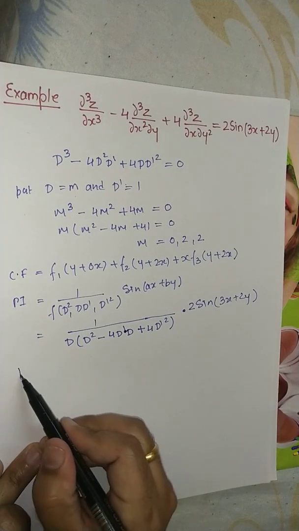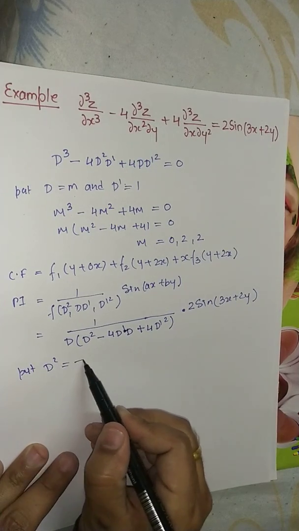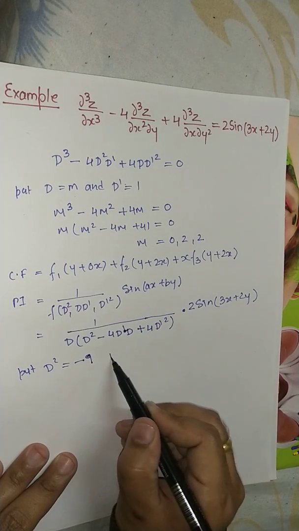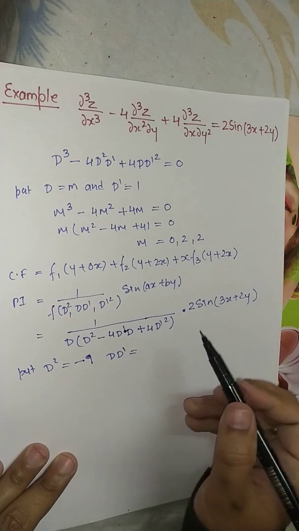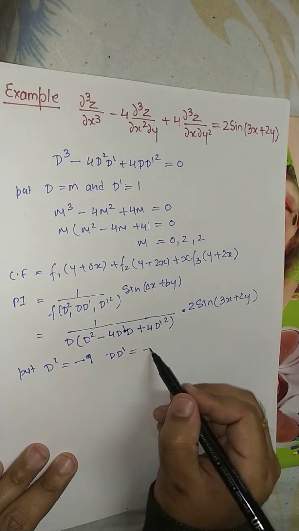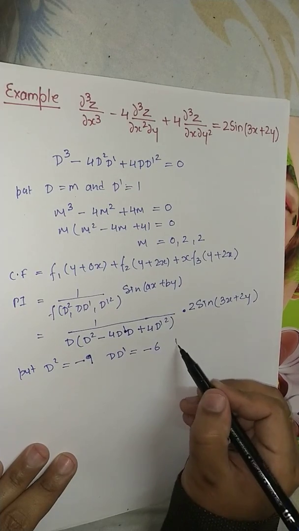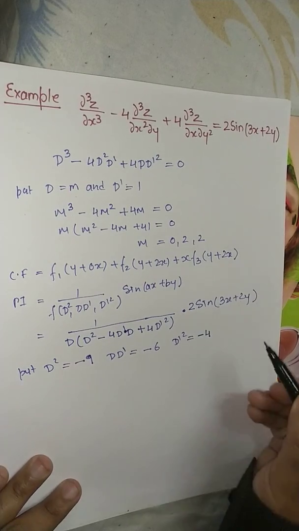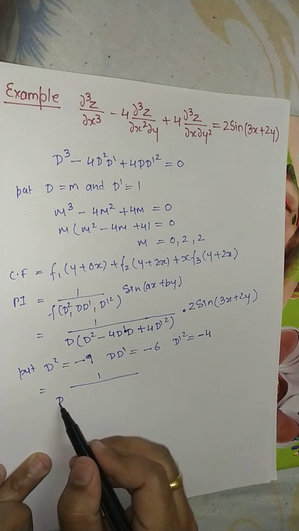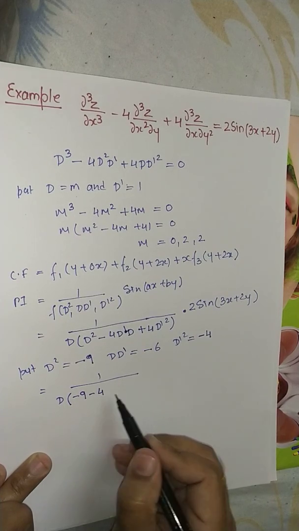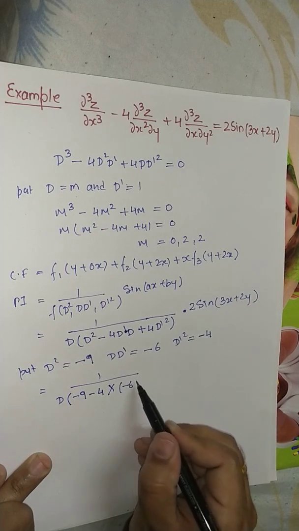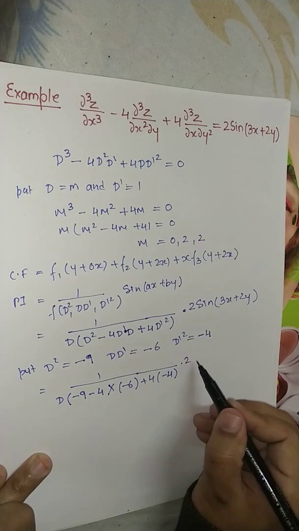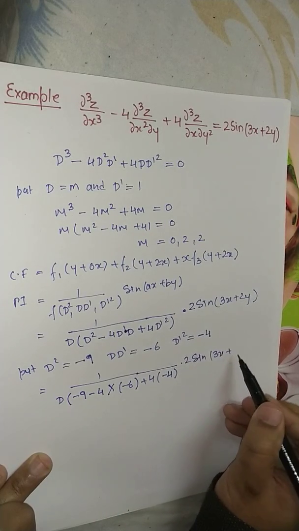Now the replacement, put D square is equal to minus of a square, which is minus of 3 square, which is 9. Then DD dash will be replaced by minus of ab. So this is minus of 6. And D dash square is minus of b square. So this is minus of 4. This is equal to 1 upon D minus 9 minus 4 multiplied by minus of 6 plus 4 multiplied by minus of 4, dot twice of sine 3x plus 2y.